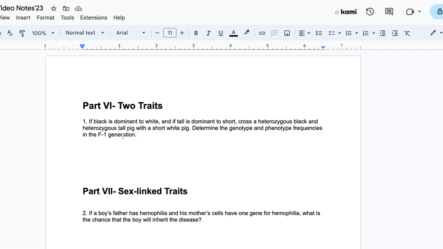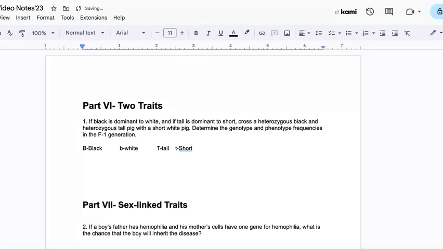Anyways, so we have in our example here 2 pigs, and they tell us that black is dominant to white. So we're going to say big B is black and little b is white. It also tells us that tall is dominant over short. Let's put a little t there. Okay, so these are our alleles. And it says the first pig is heterozygous black and heterozygous tall. So he's heterozygous for both traits. Whereas our other pig is homozygous recessive for both traits.